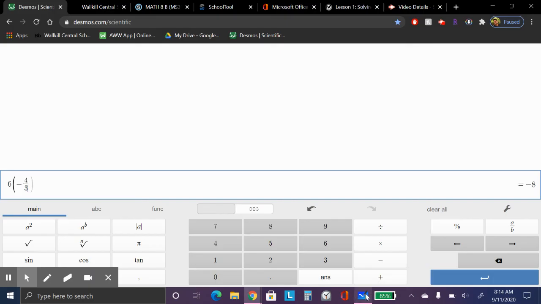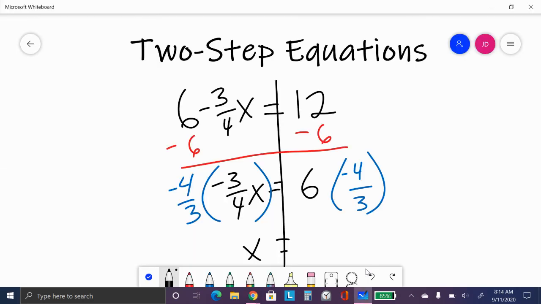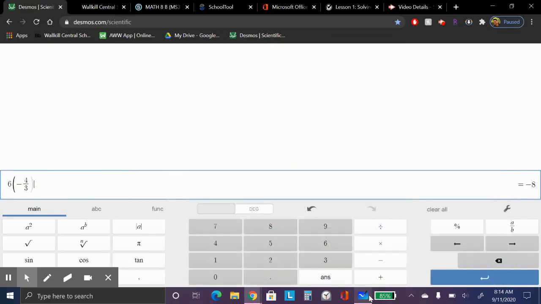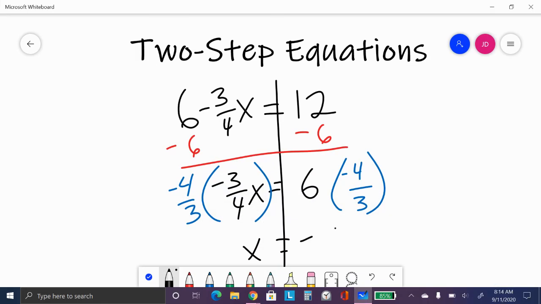Okay. So there's a couple problems on how to do one-step and two-step equations. Again, you're using the inverse operations to solve these. And whenever you have a fraction, you multiply both sides by the reciprocal or the multiplicative inverse. Okay. Oh, forgot to write my answer here. It's -8. Bam.